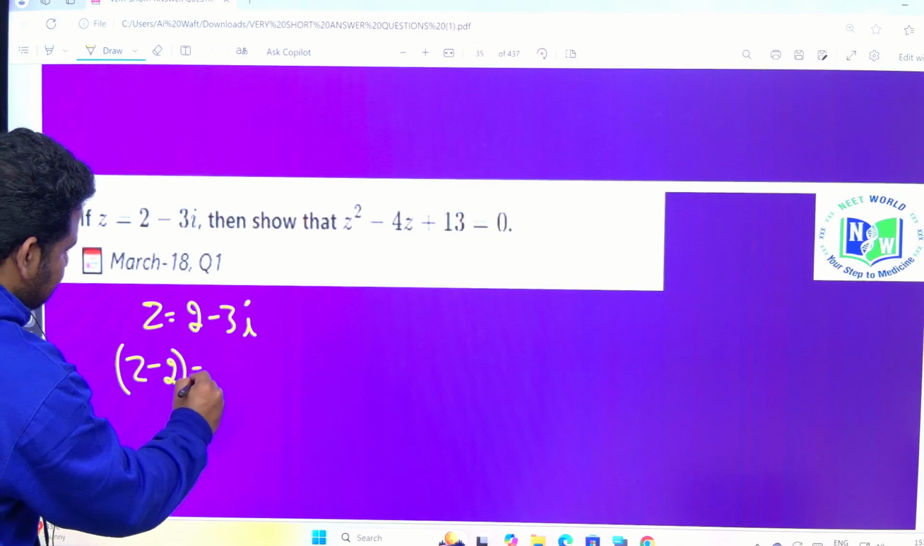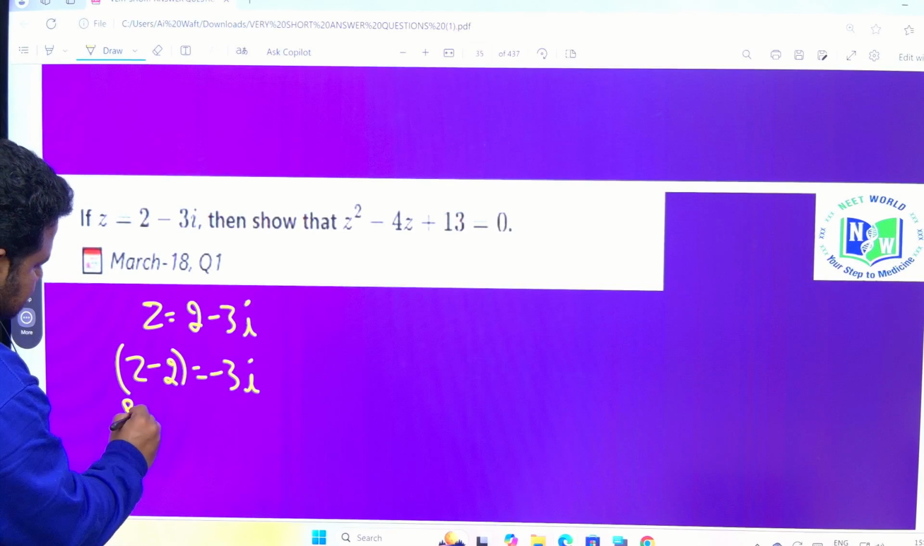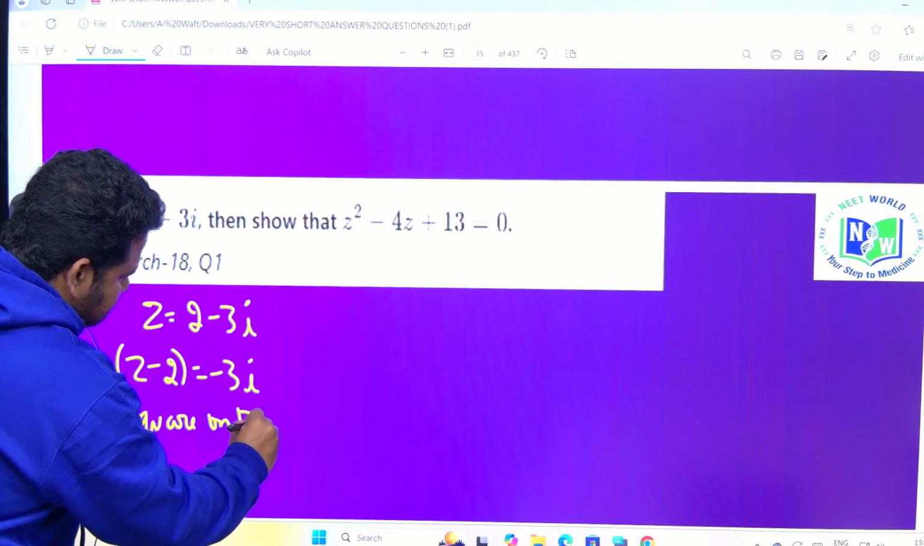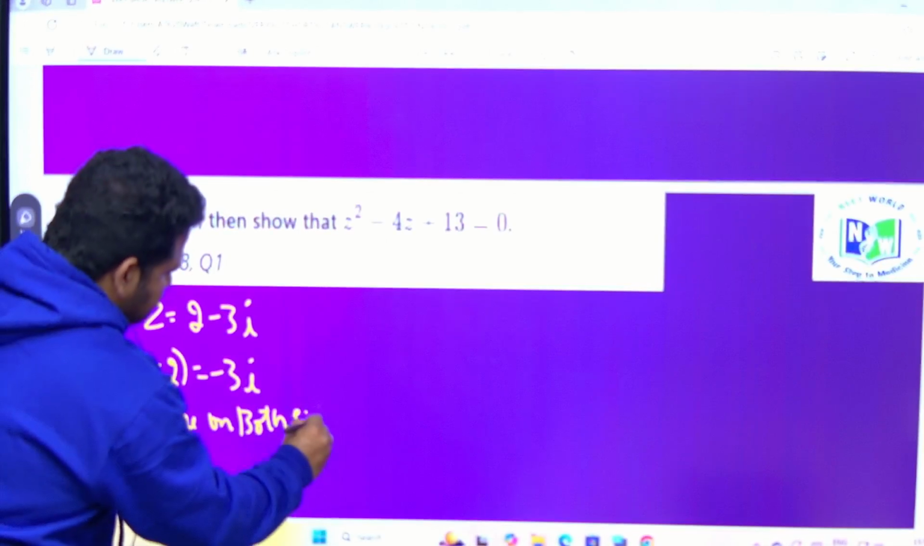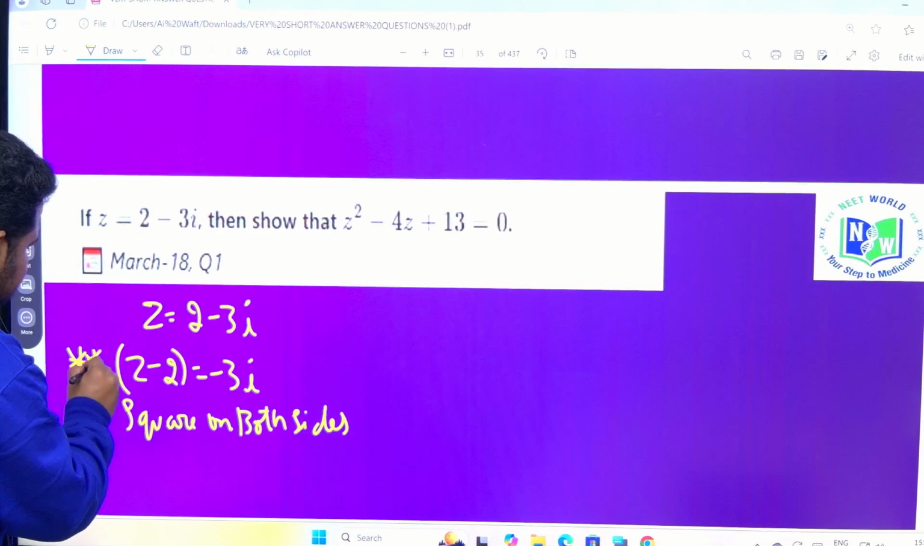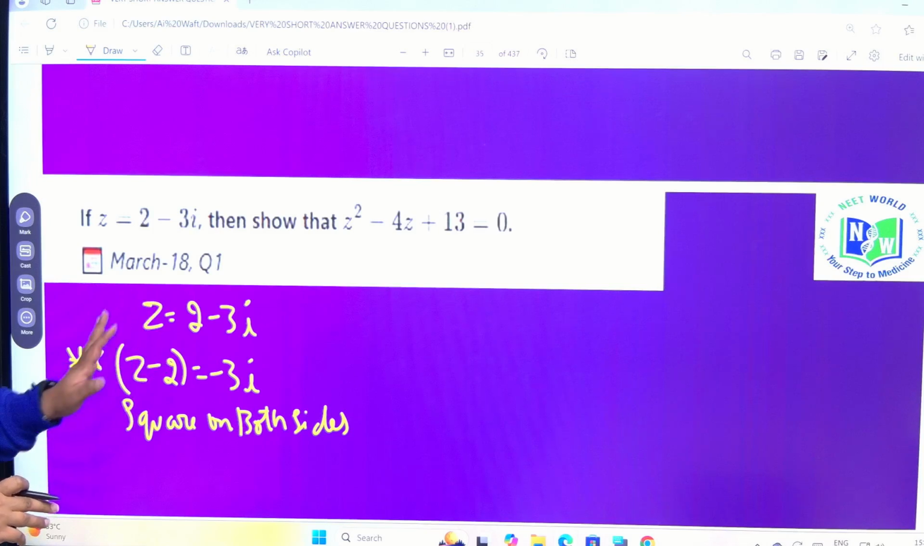Z minus 2 will be equal to minus 3i. Okay. Now I will square on both sides. This is the most important step of this question: bringing 2 to this side and solving it.